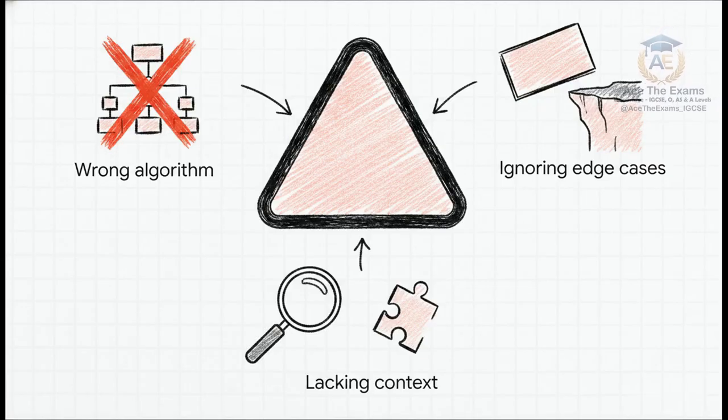Failing to check edge cases or ignoring specific context will absolutely cost you the A-star. Whether you're studying for 0417, 0478, 0983, 0984, 2210, or the ultimate boss level 9618, these rules apply. Always anchor your answer to the context, the edge cases, and the algorithm.